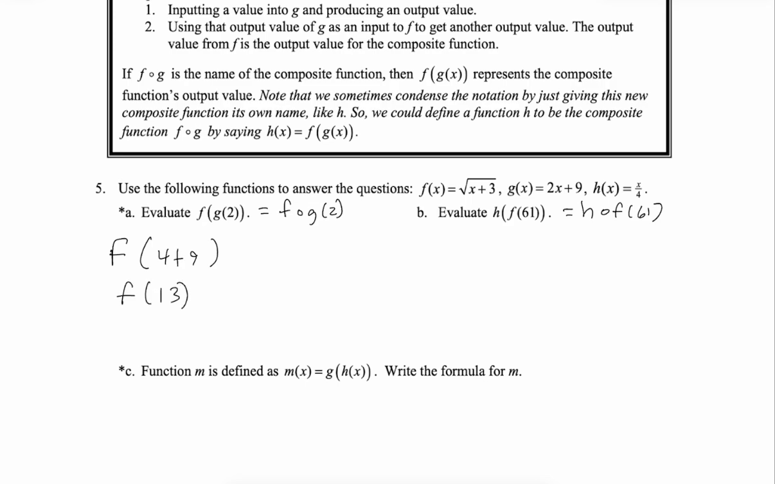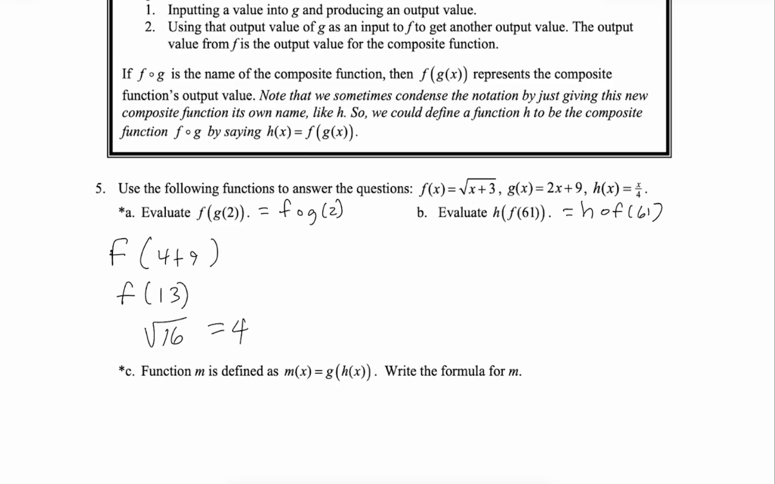Or I get the number 13. Okay. Now we can pretend that g was never in the problem. You know how to do this. How do you find f of 13? You input 13 into the f function. So if we look at our f function, that's this one. That will be the square root of 16 or 4.